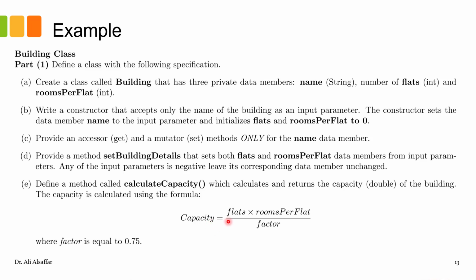So capacity is equal to flats multiplied by rooms per flat divided by factor. Notice that flats is a data member inside the class. Rooms per flat is also a data member inside the class, and factor is a constant. So let's go to JGrasp and implement this method.